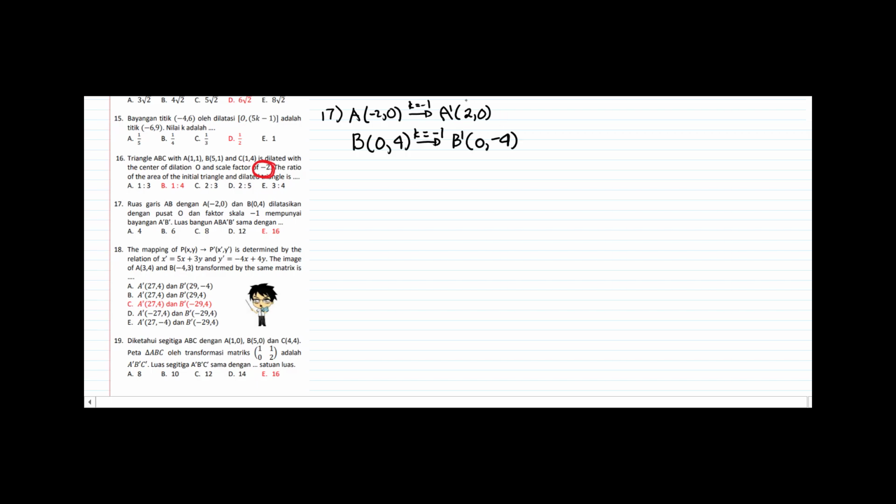Good job, guys. Now I have to draw A, B, A accent, B accent. Okay, A, B. A is negative 2,0, and then B is 0,4.